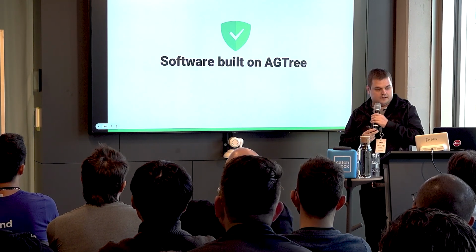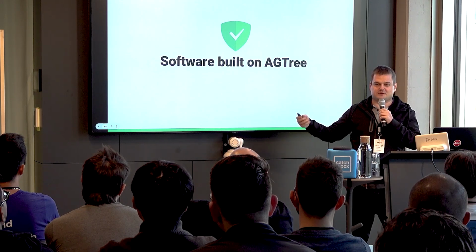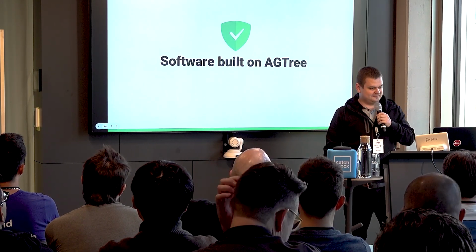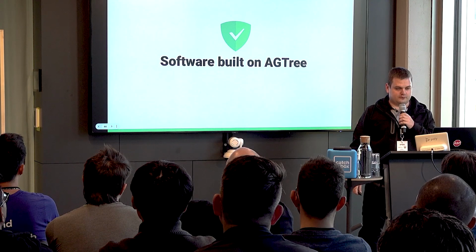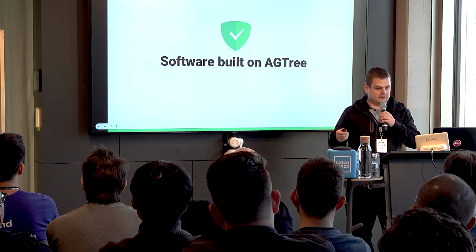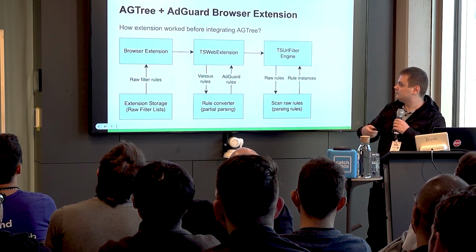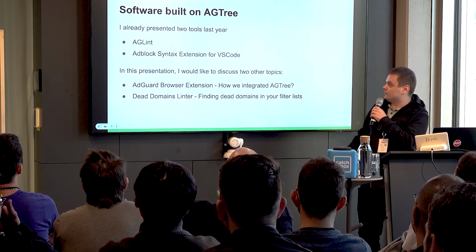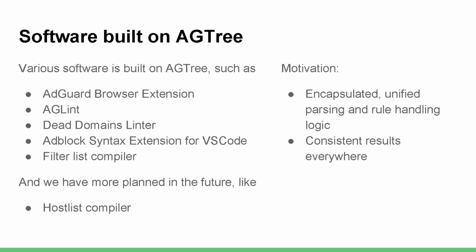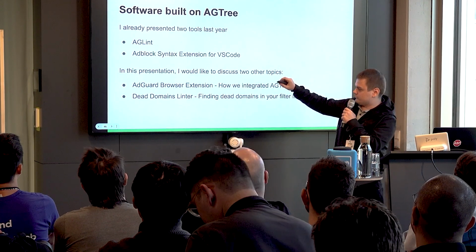Yeah, so those are the new features in AGTree. As you see, it's a bit more than a simple parser. And now it's time to discuss how we put these new AGTree features to practical use in other software and how they benefited us. Last year I introduced two of these software, the linter and the VS Code plugin. In today's presentation, I'd like to focus on the other one, the browser extension.